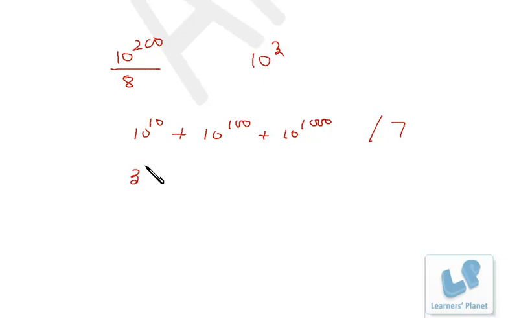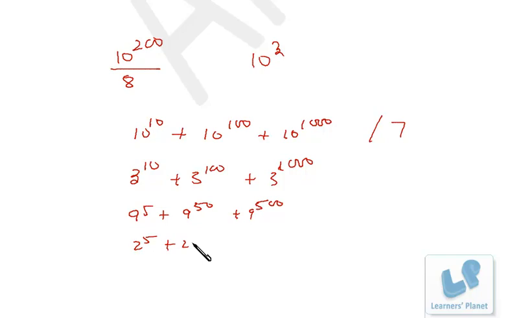So in this case, it is 3 raised to 10, 3 raised to 100, 3 raised to 1000. The first step, then this can be written as 9 raised to 5, 9 raised to 50, 9 raised to 500, right? Now this is further, if I divide by 7, the remainder will be 2 raised to 5, 2 raised to 50, 2 raised to 250.